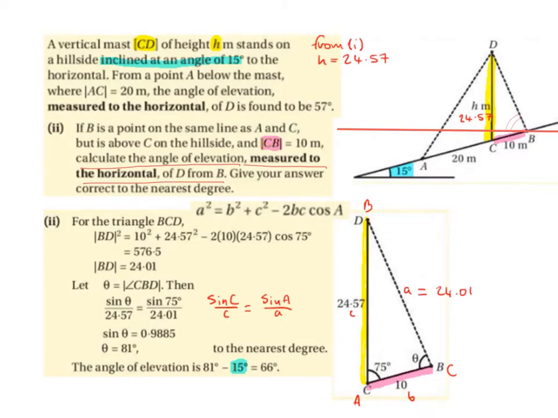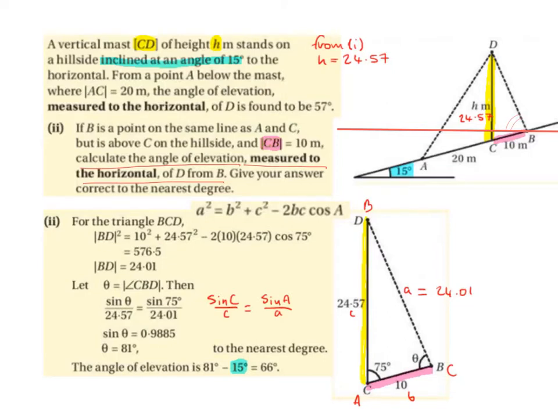So I've added in the 24.57, which is the vertical mast that we found from part 1. And I'm going to start by taking the triangle BCD. So for the triangle BCD, I've drawn it out separately here. And remember, I'm going to try and find the full angle DBC, and take away the 15 degrees. So I've labelled this angle here as theta, and I'm going to fill in the other bits of information that I know.